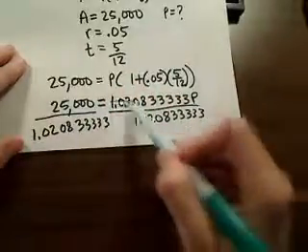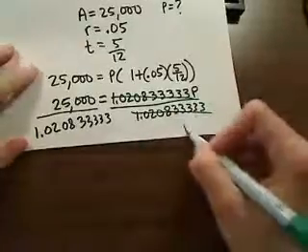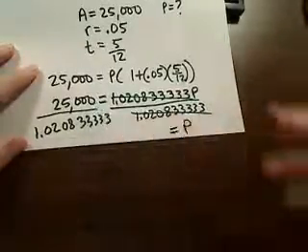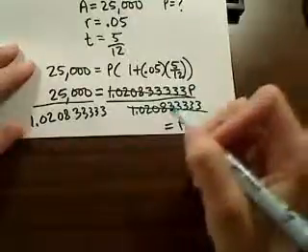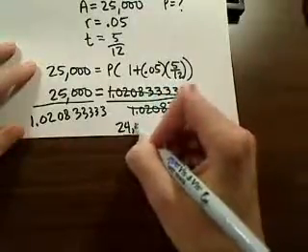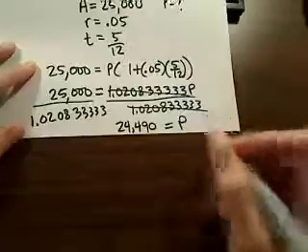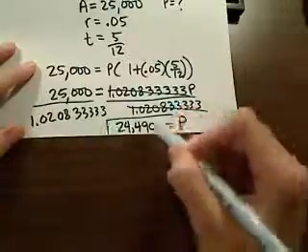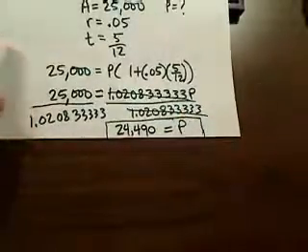Okay, so we're going to divide by that coefficient there to solve for P. And when you do this division, you'll end up getting 24,000 and some change. And if you're rounding it to the nearest dollar, you'll get 24,490. Okay, that's it for those problems.